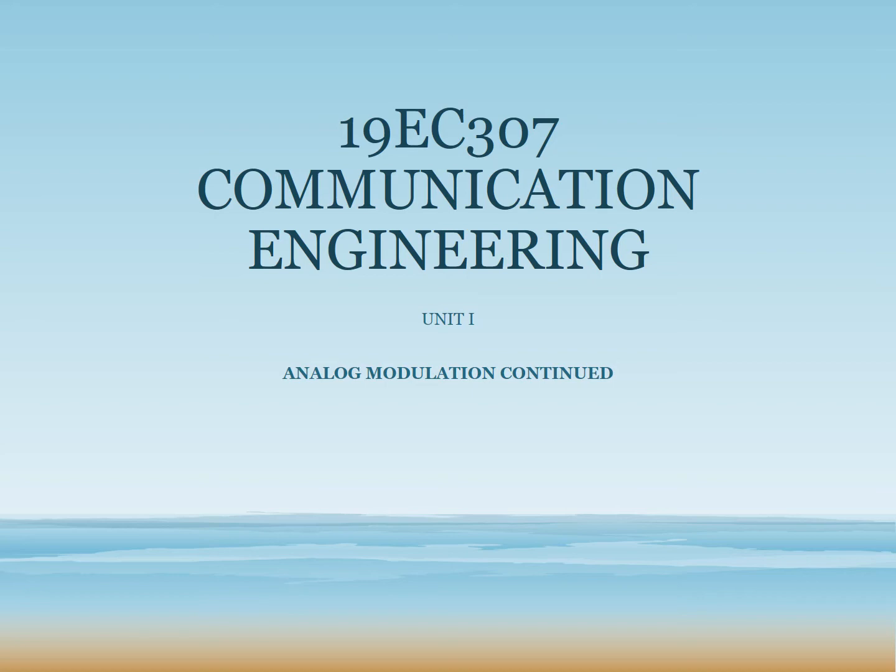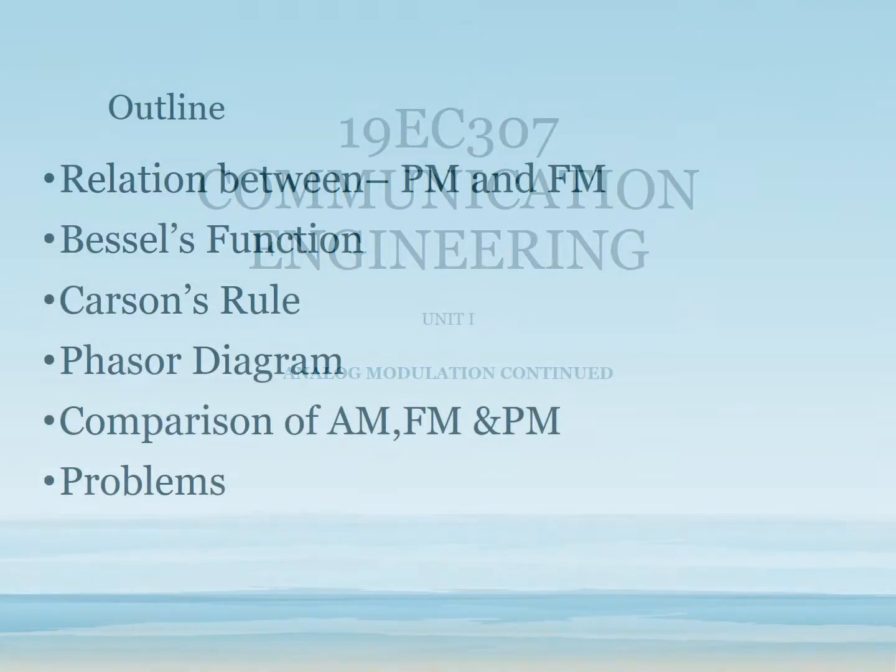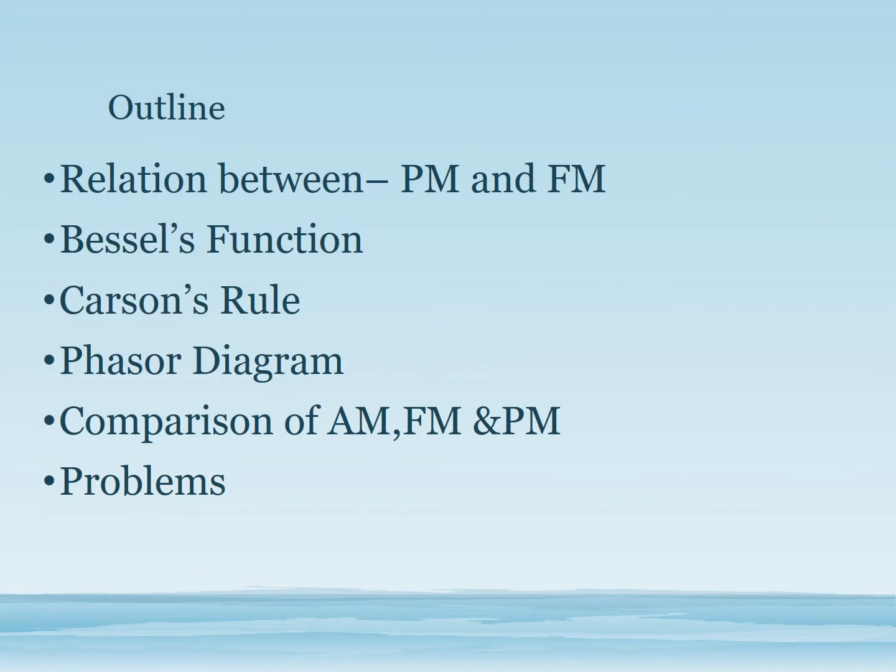In the previous lectures we were discussing FM modulation, how to generate an FM and a PM signal, and how to demodulate it, or regenerate your original information signal. As a continuation, we will see some aspects of the PM and FM signals: the Bessel function, Carson's rule, the comparison between AM, FM and PM, and a few problems related to this angle modulation.